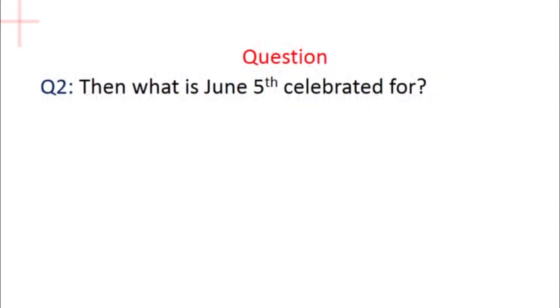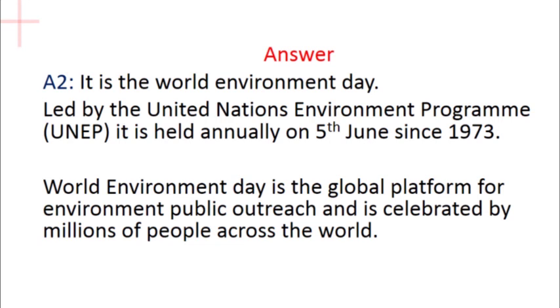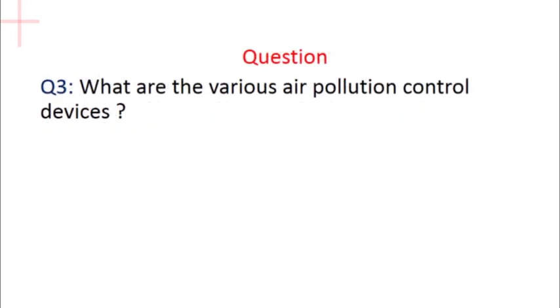Question 2. Then what is June 5th celebrated for? Answer. It is World Environment Day. It is led by the United Nations Environment Programme, UNEP, and it is held annually on the 5th of June since 1973. World Environment Day is a global platform for environmental public outreach and is celebrated by millions of people across the world.